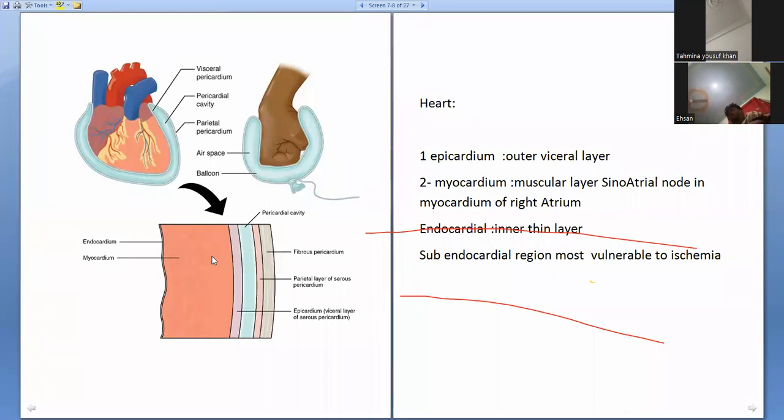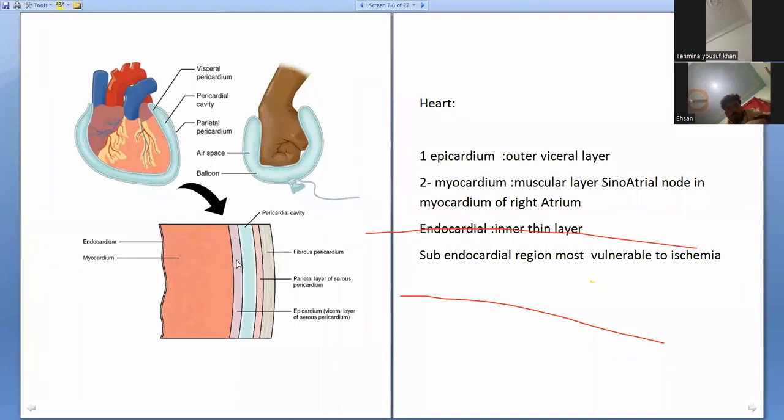So the heart is composed of three layers of muscle. Okay, we can say it is composed of three layers. Actually, the main bulk of the heart is this one, which is called myocardium. The main bulk of the heart is this muscle. Dr. Elias, could you please clear these lines? Okay. The first layer of the heart is this one.